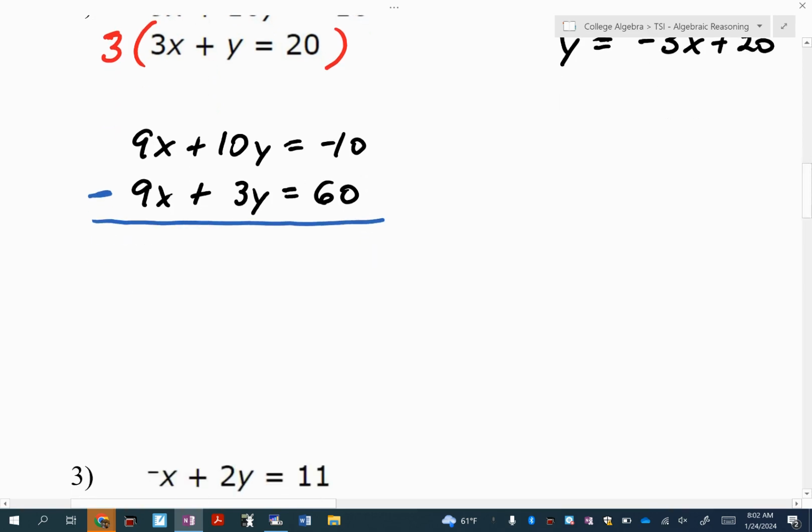So 9x minus 9x is 0. What's 10y minus 3y? 7y. And then this can be tricky. This is why, if you need the calculator, if you would like to use the negatives. What's -10 minus 60? -70.